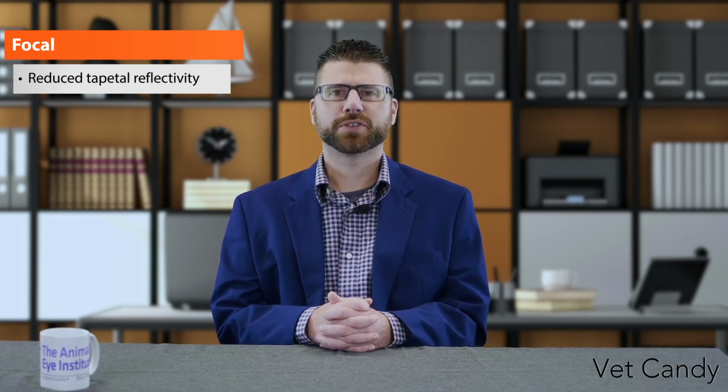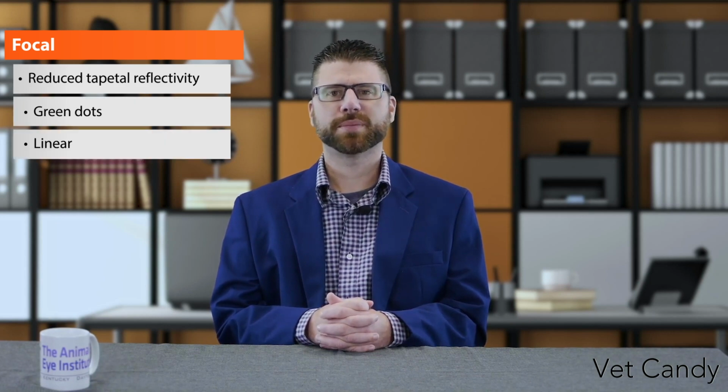They may be unilateral or bilateral, and there are 3 types. The first is focal or multifocal retinal dysplasia, seen as areas of reduced tapetal reflectivity. Green dots or linear streaks are commonly seen. It typically occurs dorsal to the optic disc and around dorsal retinal vessels. This does not seem to affect vision for these patients.